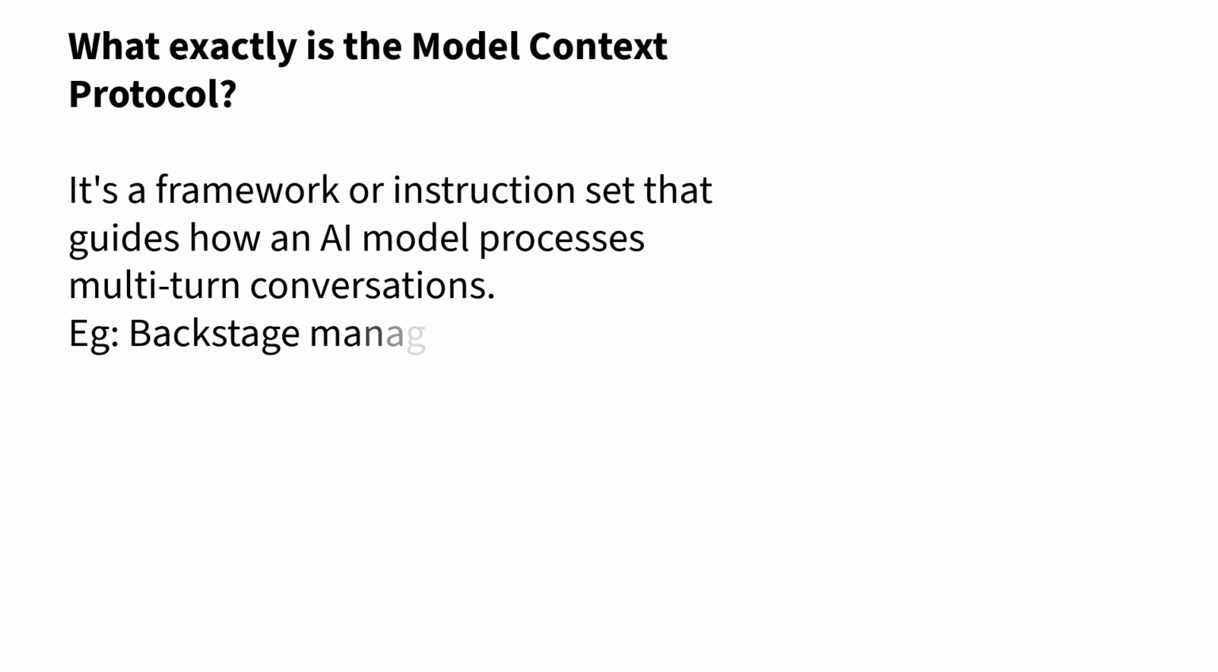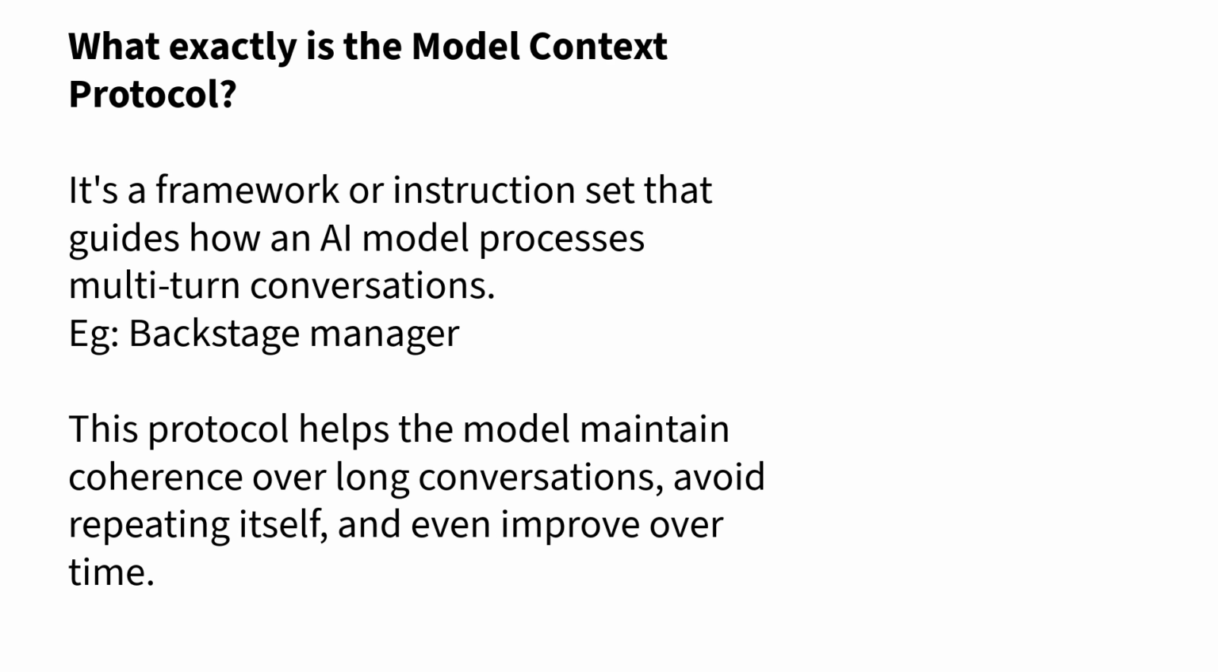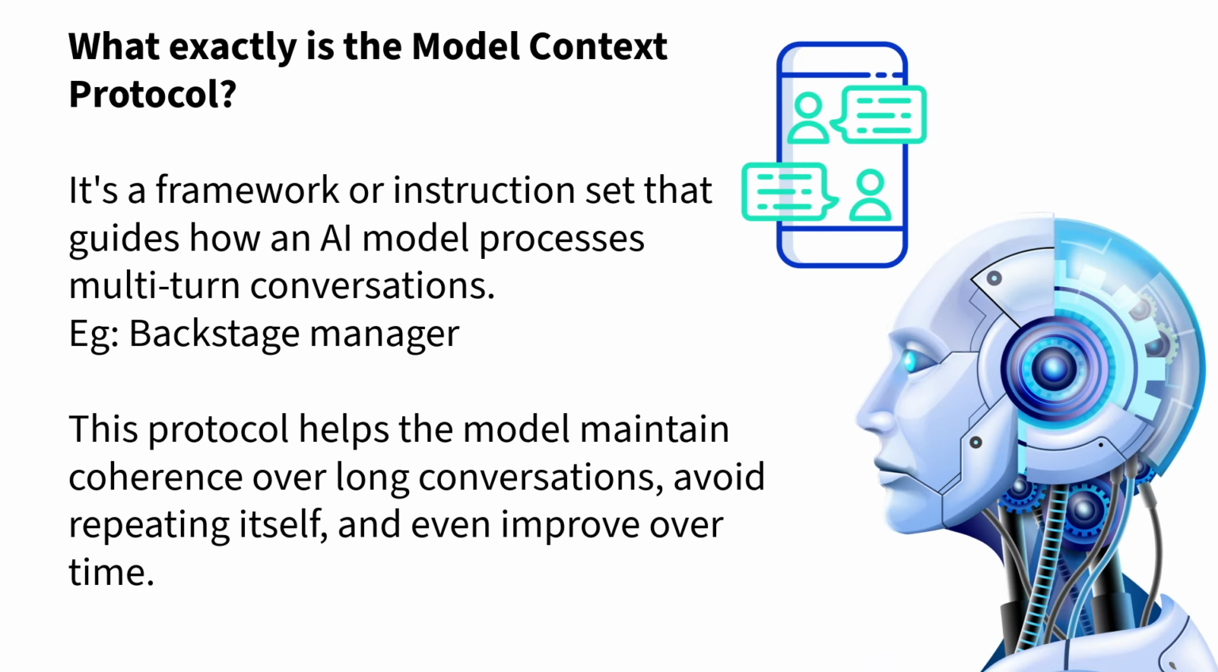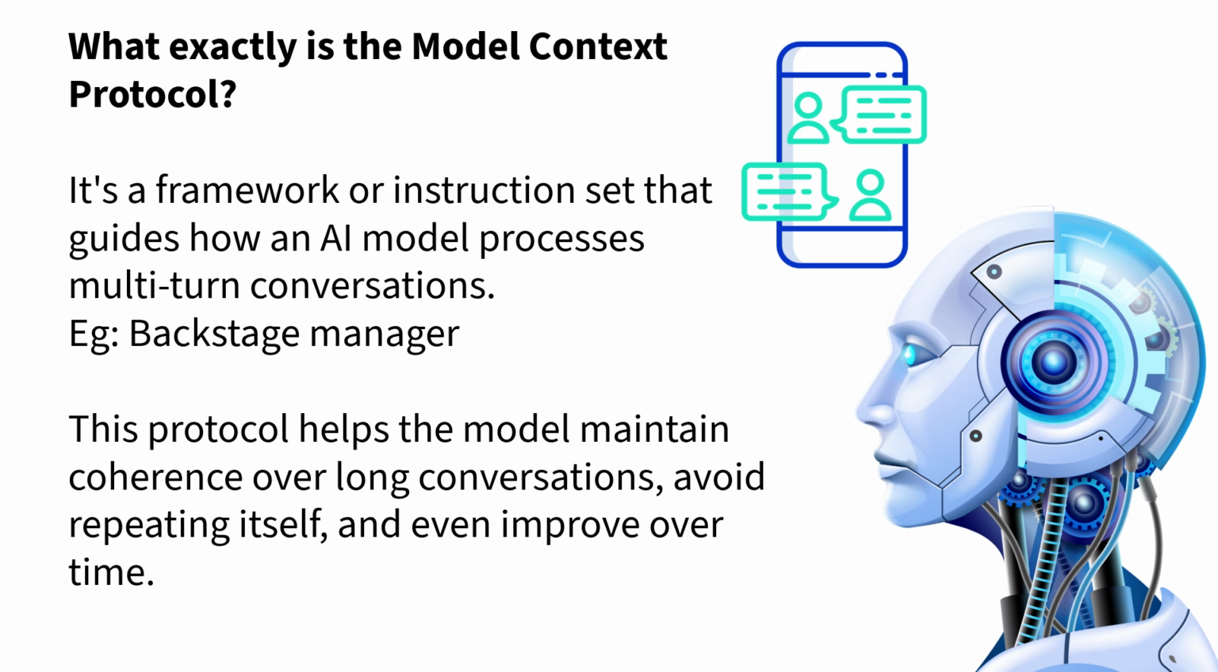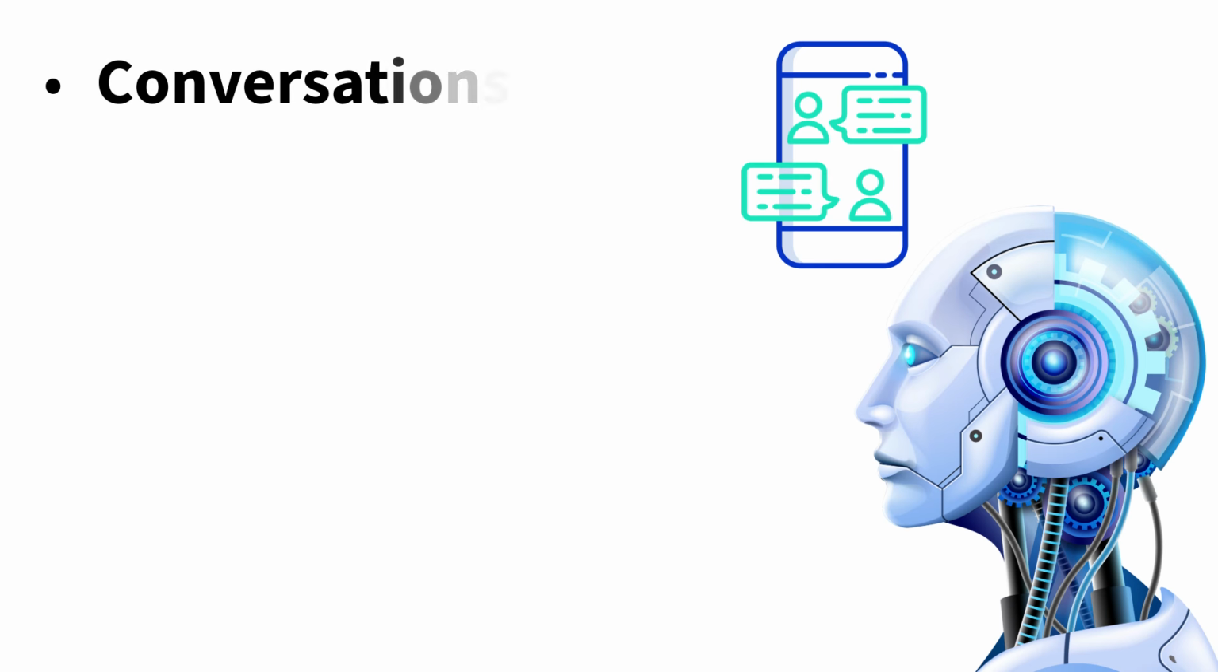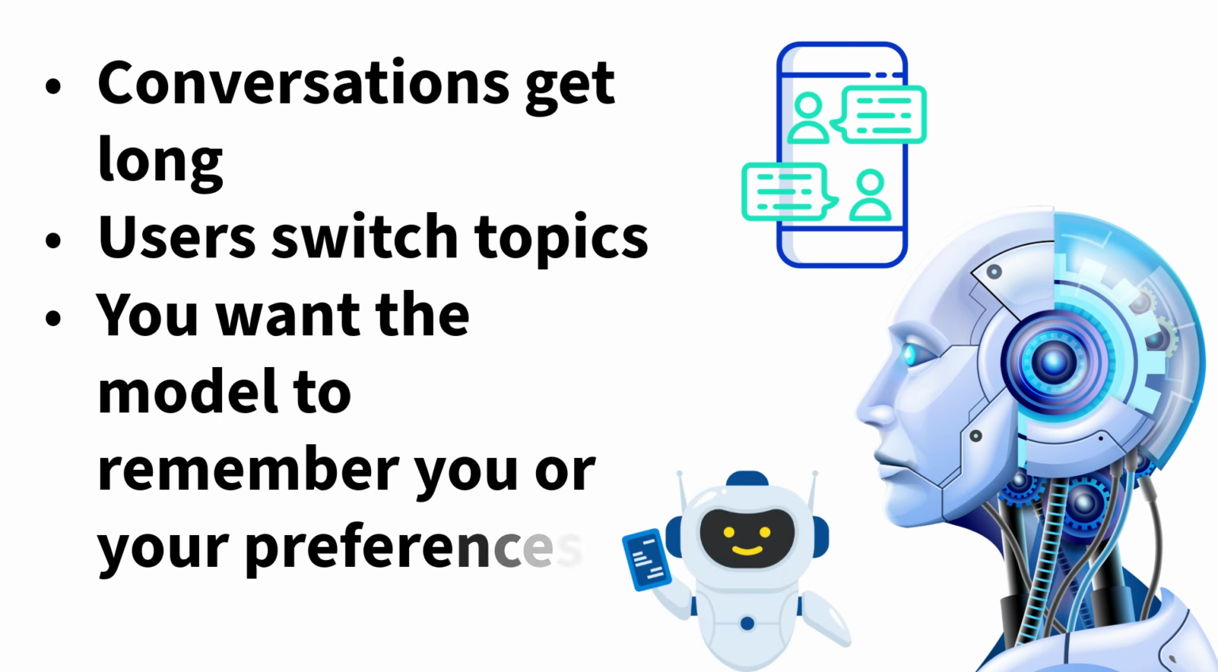Okay, so what exactly is the Model Context Protocol? In simple terms, it's a framework or instruction set that guides how an AI model processes multi-turn conversations. Think of it like a backstage manager that tells the AI what the user is trying to do, what parts of the history are important, which memory slot should be updated, and what past data can be safely forgotten. This protocol helps the model maintain coherence over long conversations, avoid repeating itself, and even improve over time. It's especially crucial when conversations get long, users switch topics, and you want the model to remember you or your preferences. So it's not just about storing data, it's about making sense of it and knowing when to use it.